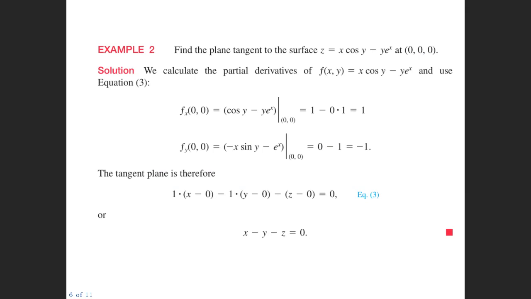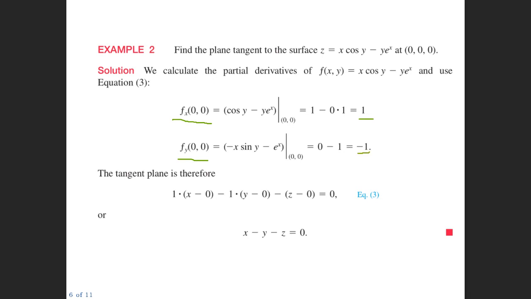Find a plane tangent to the surface z is equal to x cos y minus y e to the power x at the point 0, 0, 0. So what do we need? We need the partial derivatives of small f with respect to x and y at the point 0, 0. I'll leave it for you to check that these are 1 and minus 1.